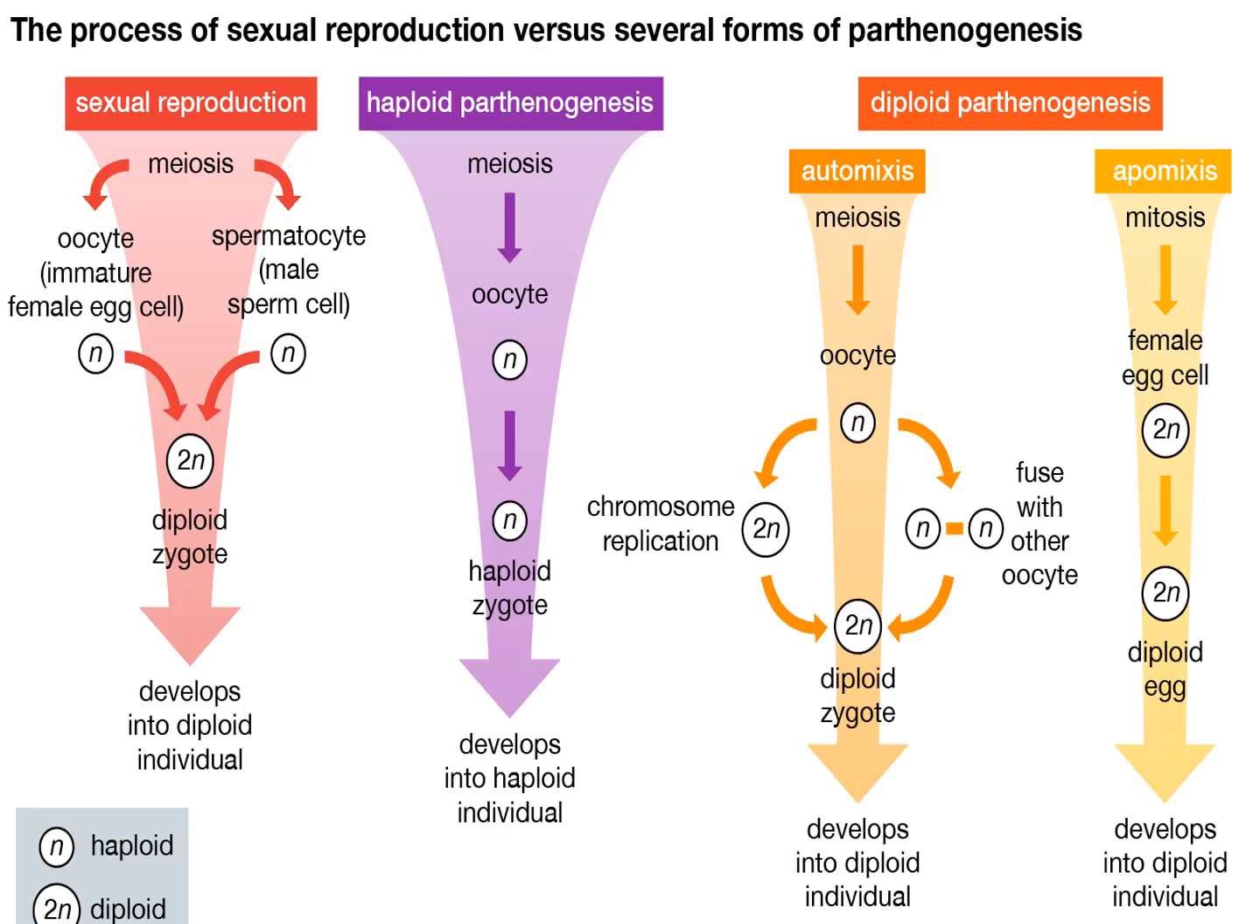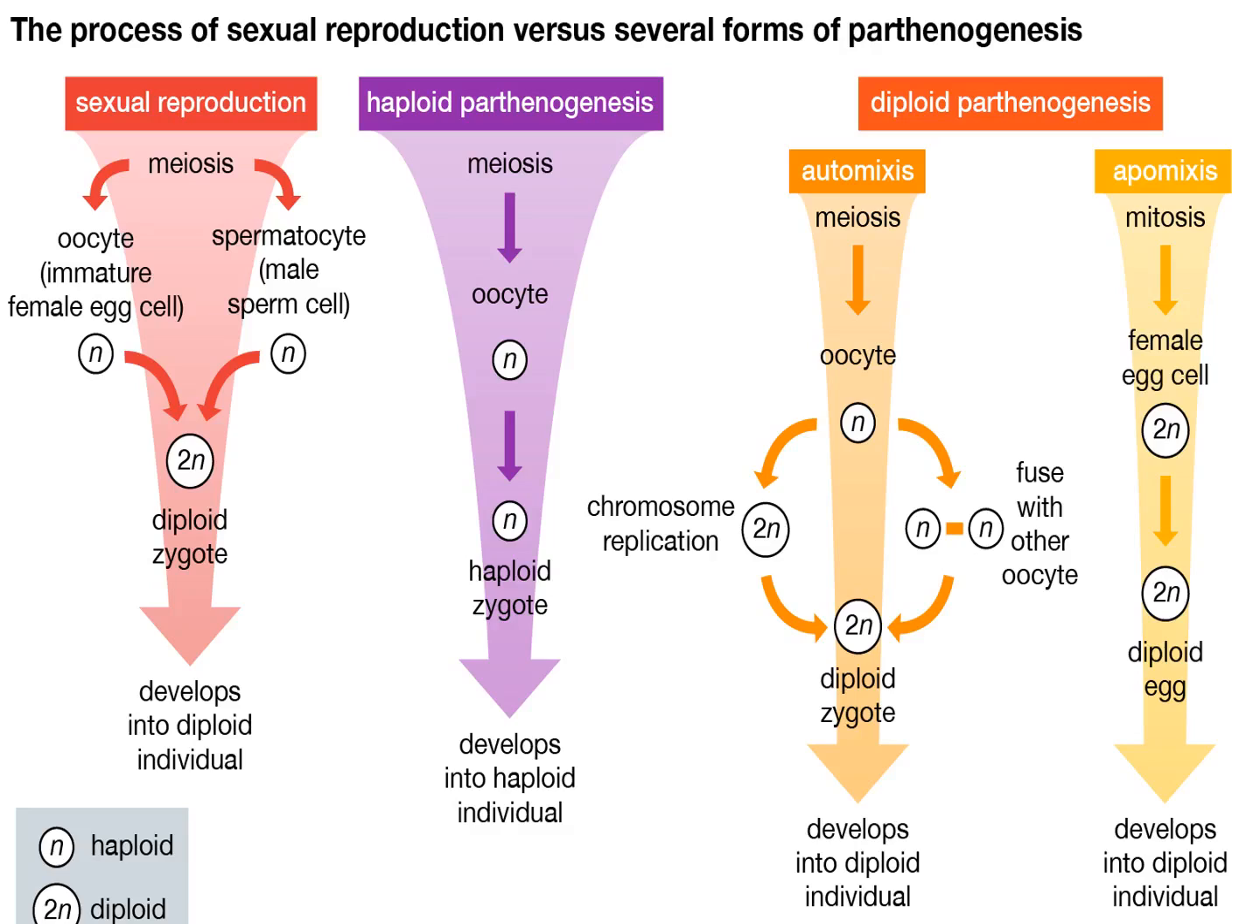Now coming to diploid parthenogenesis. Here we have got two forms. One is automixis, another is apomixis. In automixis, meiosis is there, oocyte is formed. Chromosome replication is there, and the same fuse, and the diploid zygote is formed. So the oocytes fuse with each other in automixis.